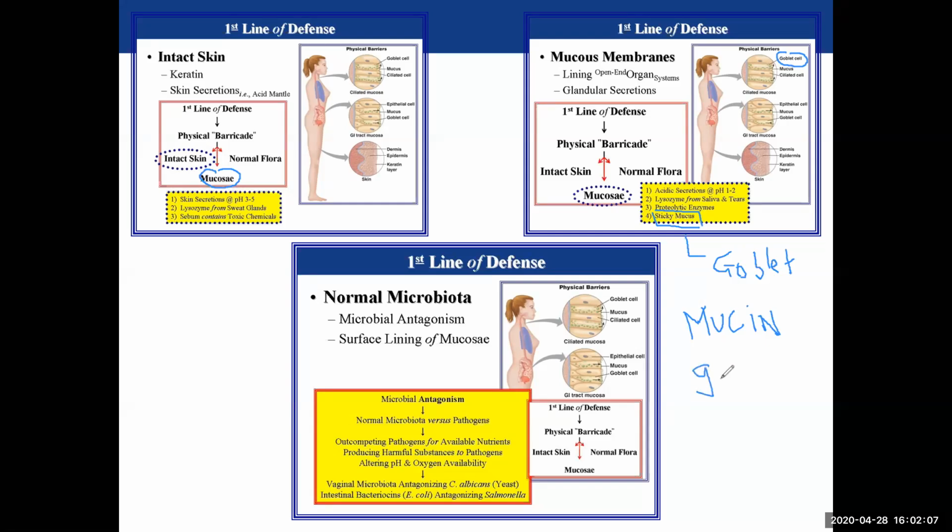Glyco, G-L-Y-C-O, and the word protein, right? So I'm going to shorten that. So glycoprotein, mucin. And what is important is when you mix mucin with water, the two become what we call mucus.